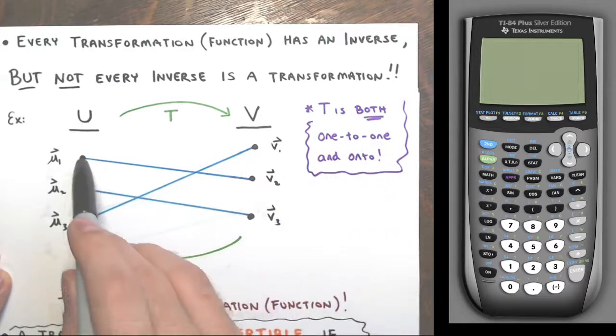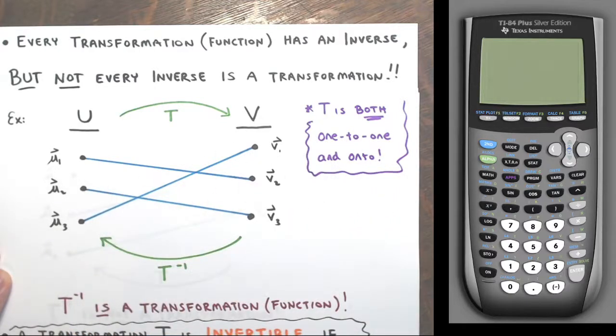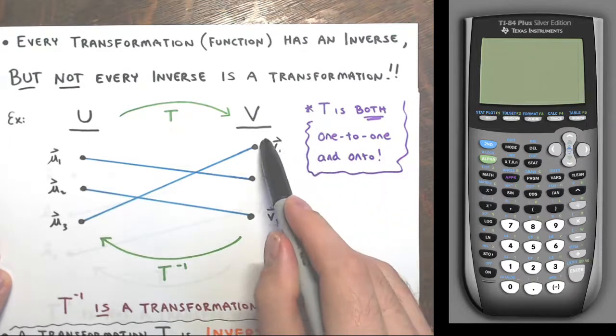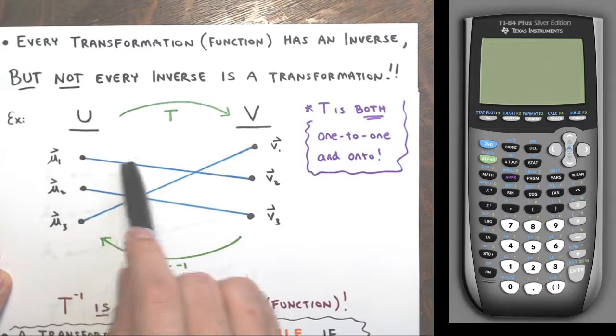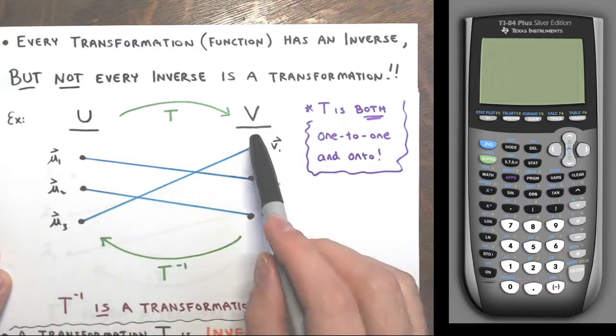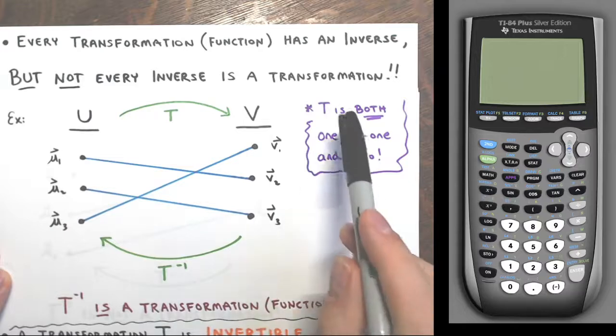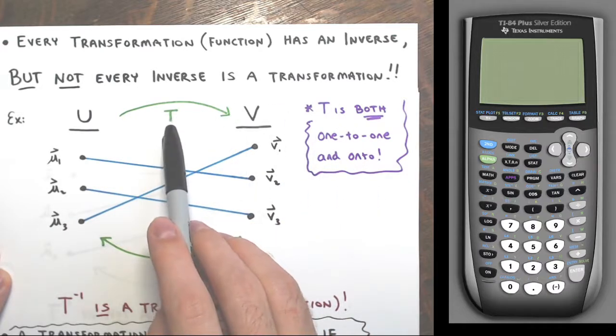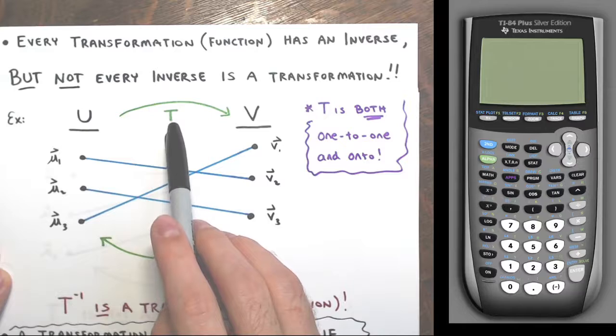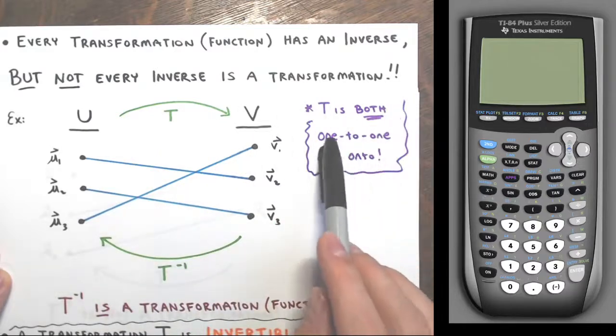No two different inputs are going to the same output, and it's onto as well. See how every element of V is mapped to? So the range of T is all of V. So in this picture, the transformation T is both one-to-one and onto.